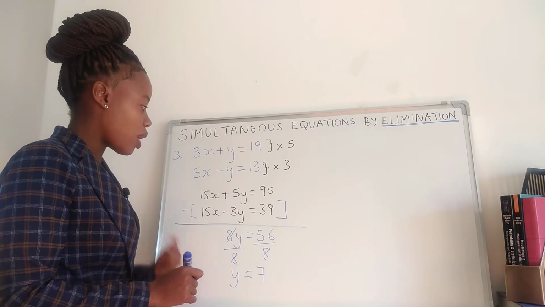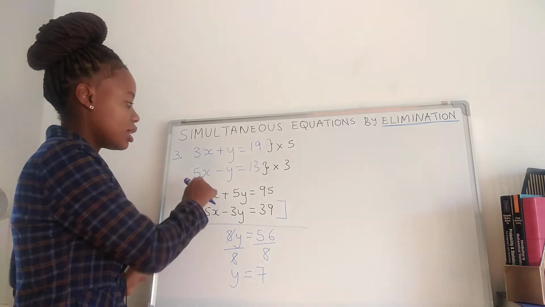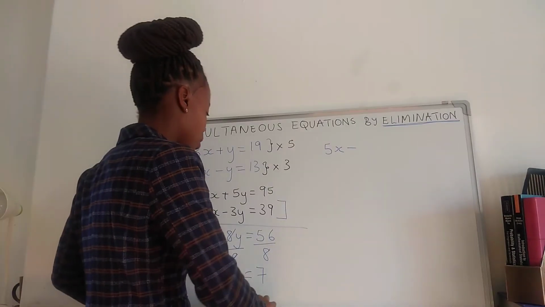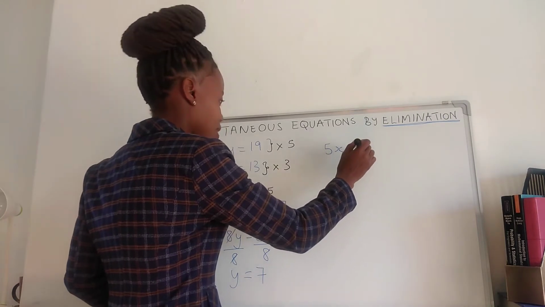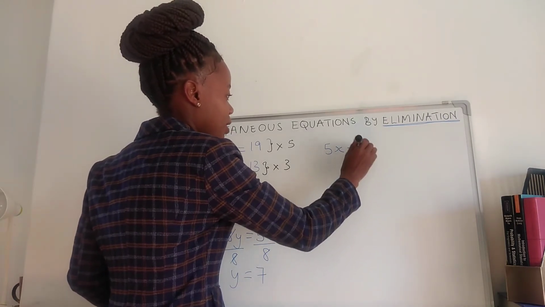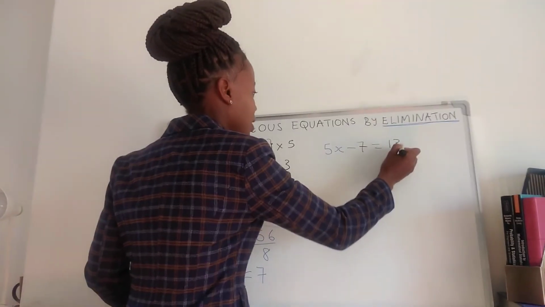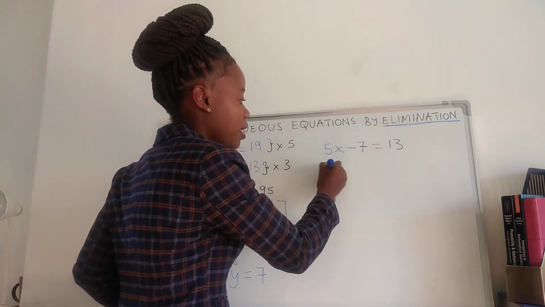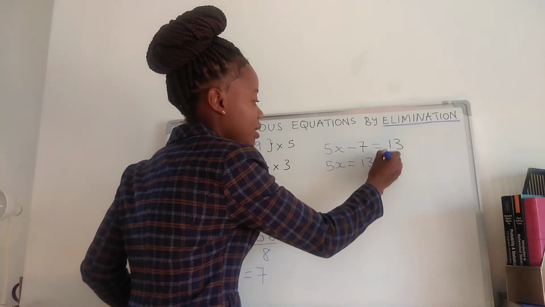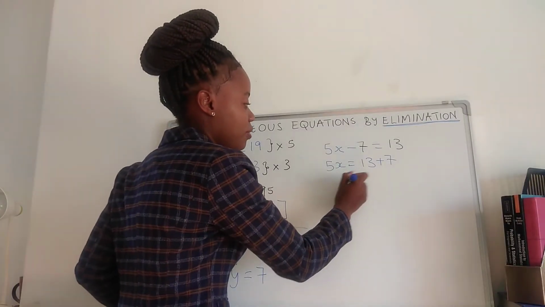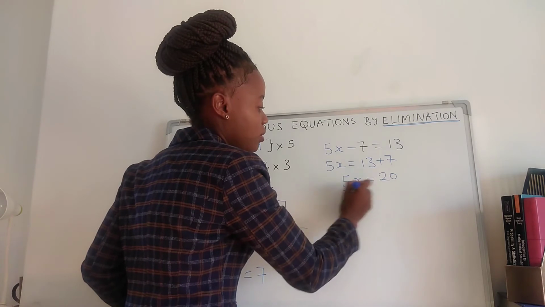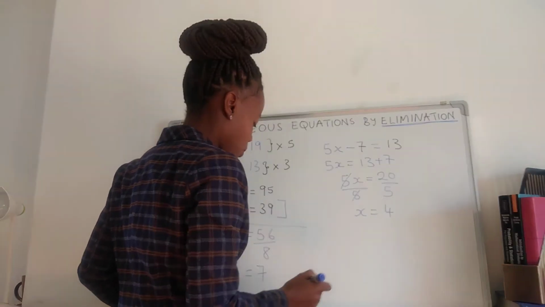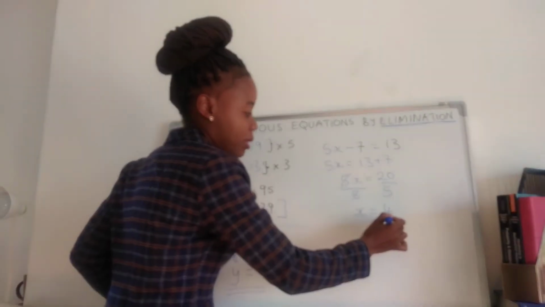Now we are going to solve for x. Okay, let's use this one. We have 5x minus y, y is 7. 5x minus 7 equals 13. Okay? We're going to take negative 7 to the other side, we're going to have 5x equals 13 plus 7, right? We have 5x equals 20. We divide by 5 both sides. Our x is going to be 4, right? We have y equals 7 and x equals 4.